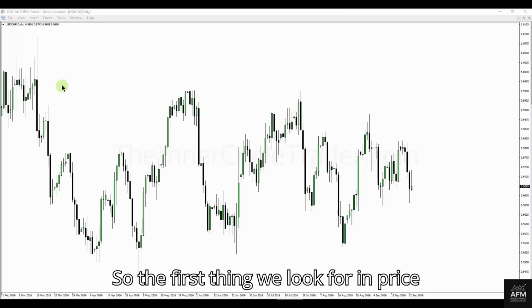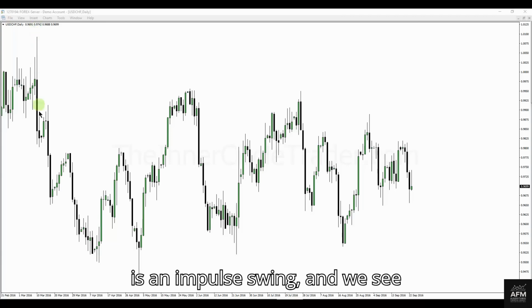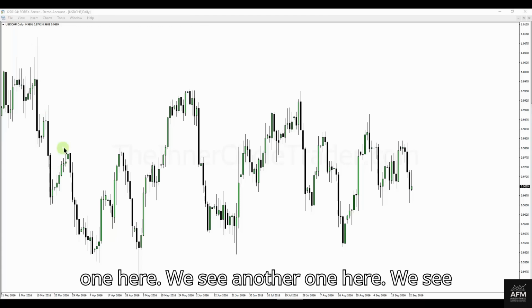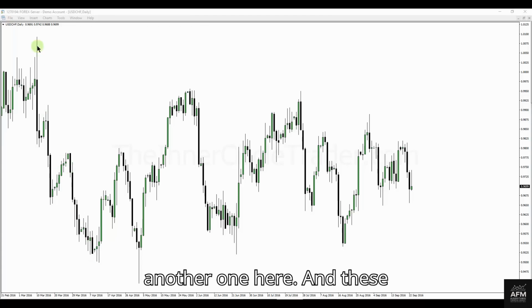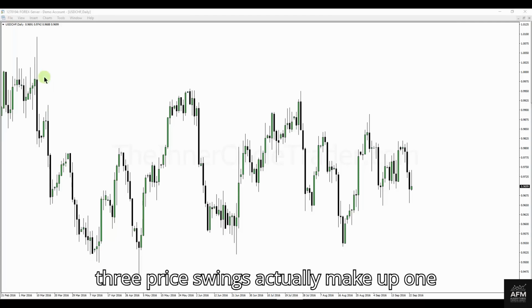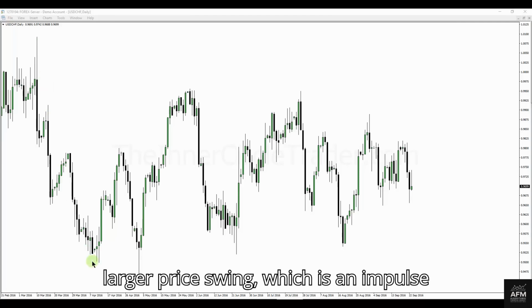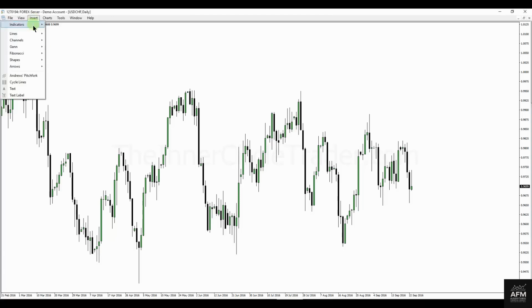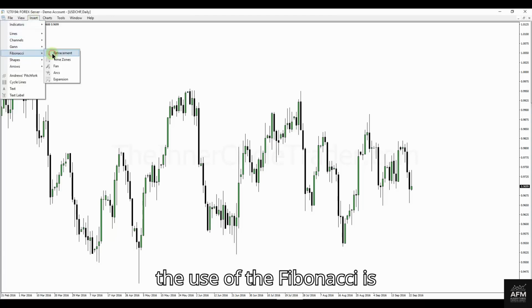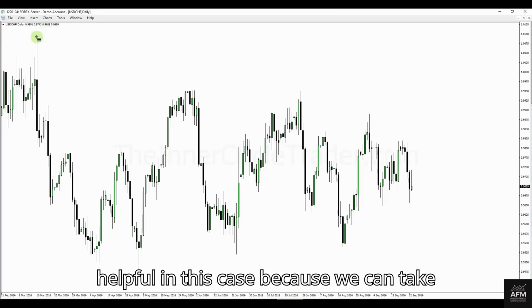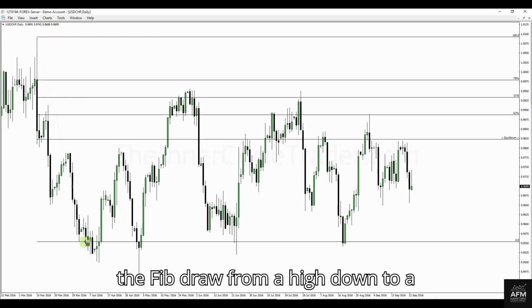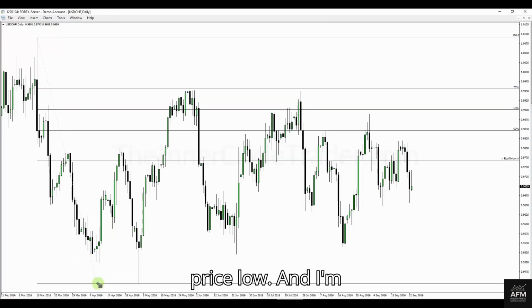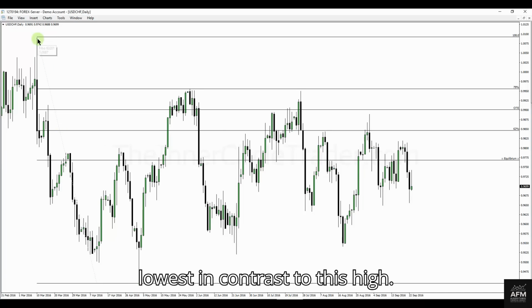So the first thing we look for in price is an impulse swing. And we see one here, another one here, and another one here, and these three price swings actually make up one larger price swing, which is an impulse leg or impulse swing in its own right. So when we define our ranges, the use of the Fibonacci is helpful in this case, because we can take the fib and draw it from a high down to a price low. And I'm using this low here because it's the lowest in contrast to this high.